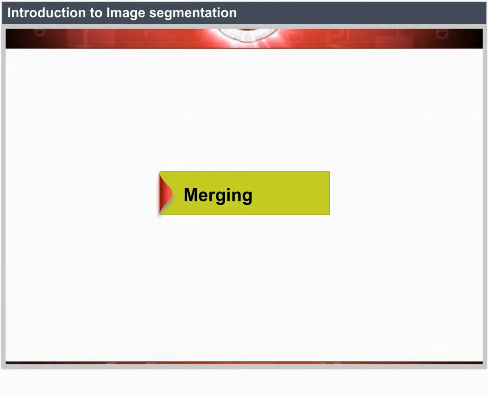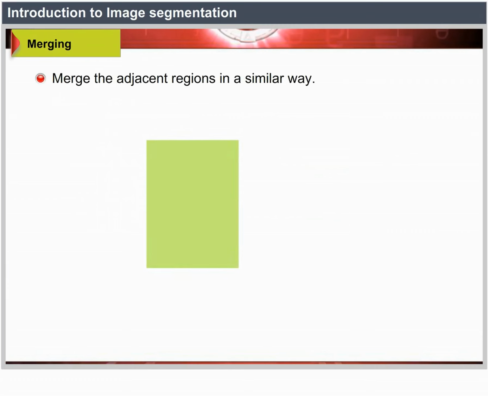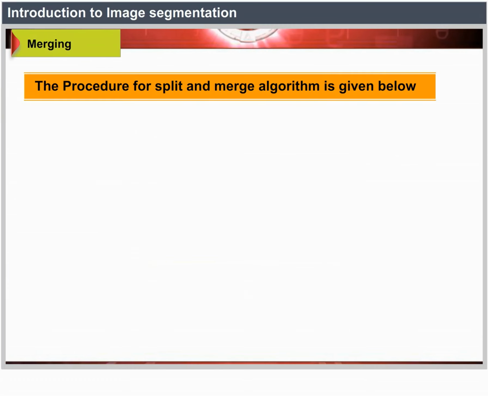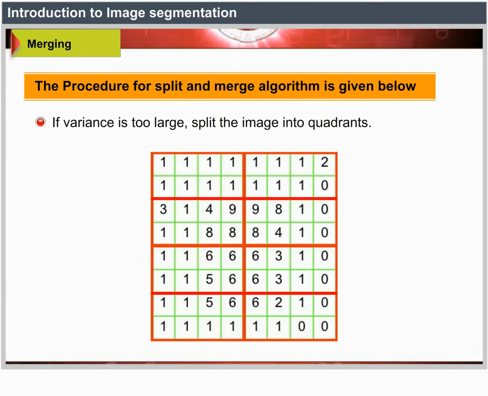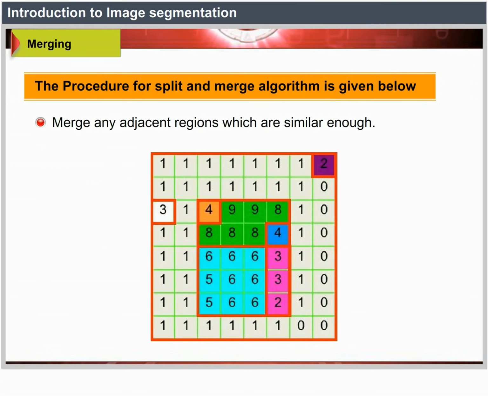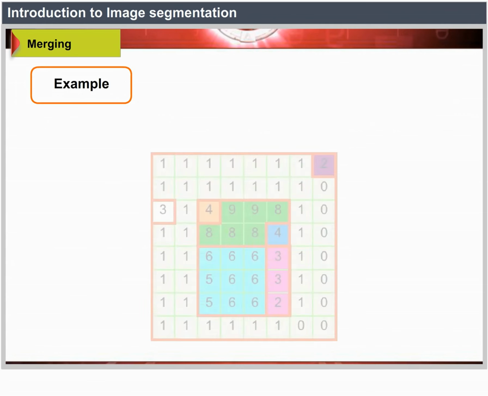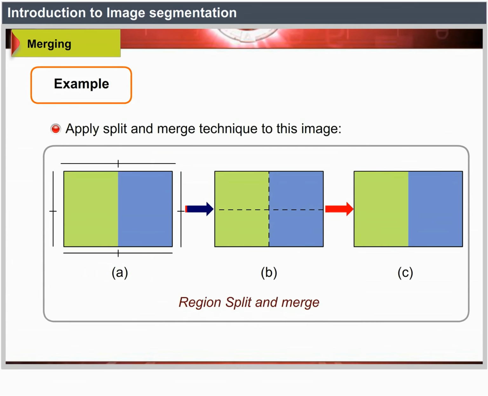Merging. Merge the adjacent regions that are similar. The procedure for the split and merge algorithm is given below. Start with the whole image. If variance is too large, split the image into quadrants. Merge any adjacent regions that are similar. Repeat steps 2 and 3 iteratively until no splitting and merging occurs. Example: apply the split and merge technique to this image.